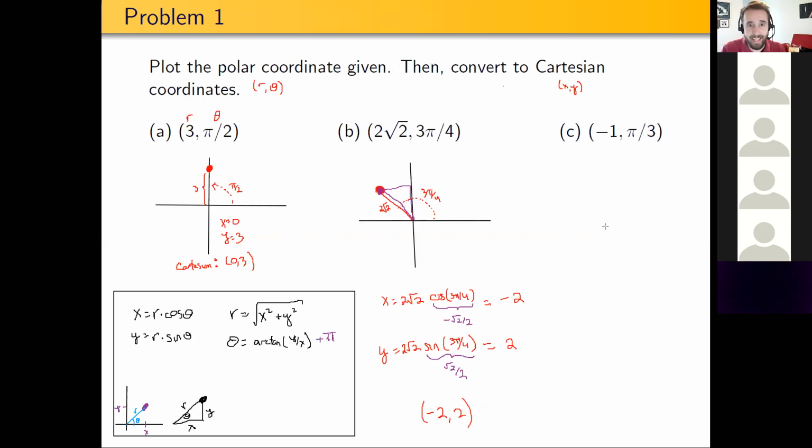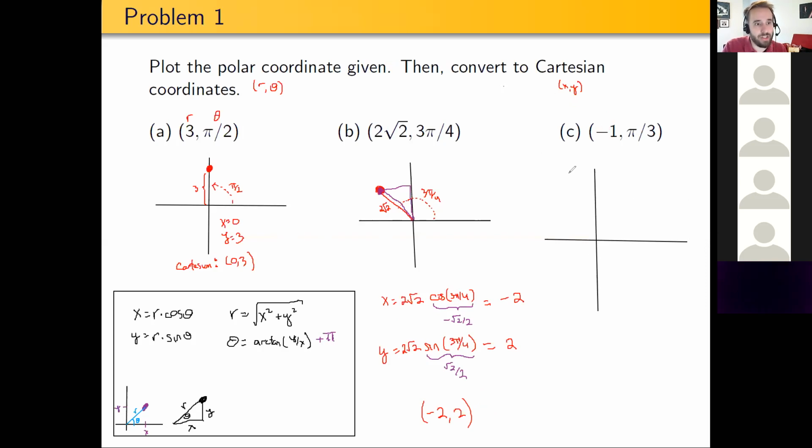Cool. So a second way to do this. And now for the third way, this final way, go ahead and do this. So this one has a negative r value, which is a little funky. So we have to remember how to deal with that.